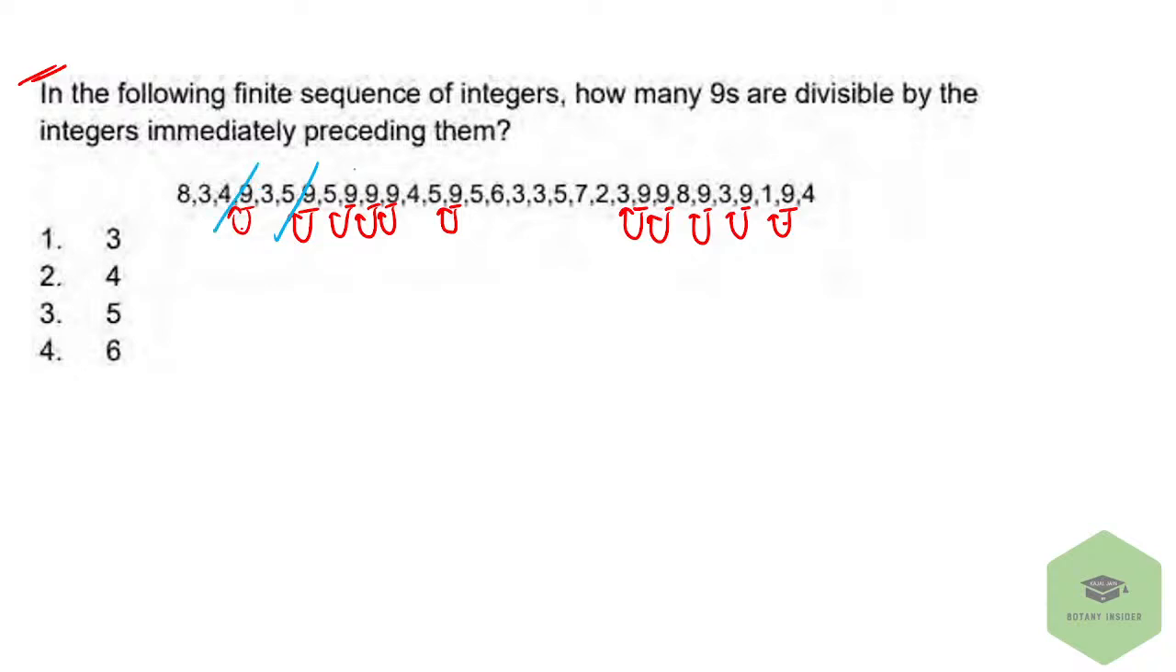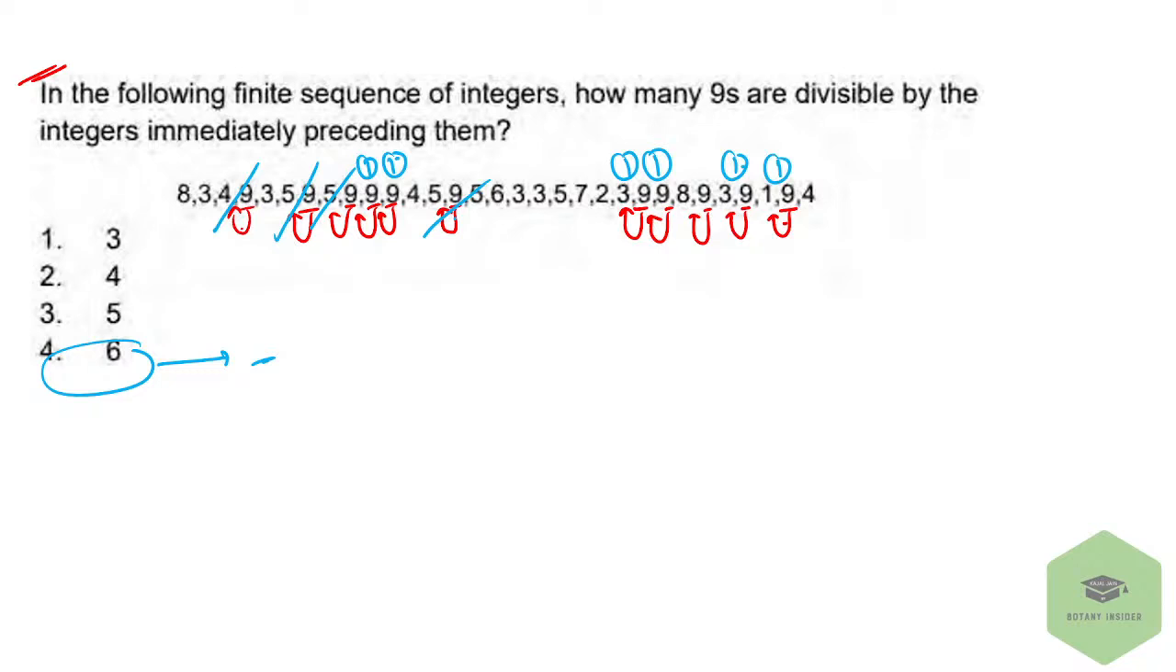So it's not here, not here, not here. These two values are here. Then over here also no divisibility. 1, 1, 1 and 1. So total how many of them are there? Total 6 of the nines are there which are divisible, right?